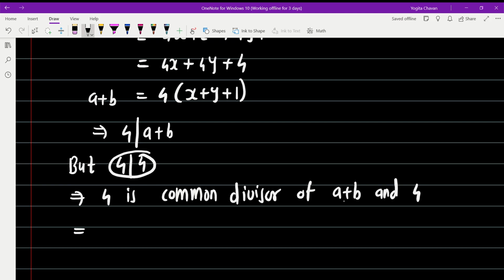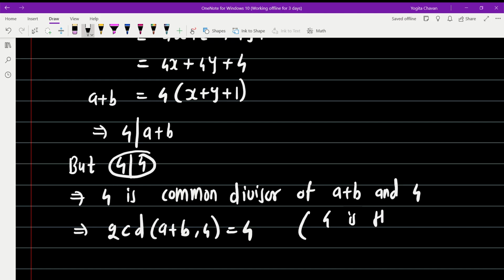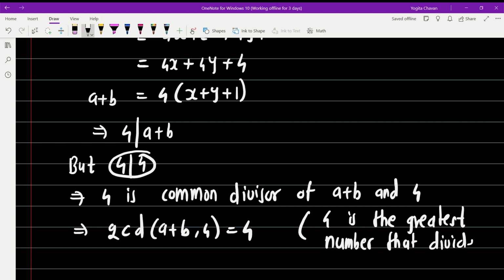So this implies the greatest common divisor of A plus B and 4 is equal to 4. यहाँ पे आप मेंशन कर सकते हैं रीजन व्हाई, because 4 is the greatest number that divides 4. और वो 4 A plus B को भी डिवाइड कर रहा है. So 4 is the greatest common divisor of A plus B and 4. Okay.